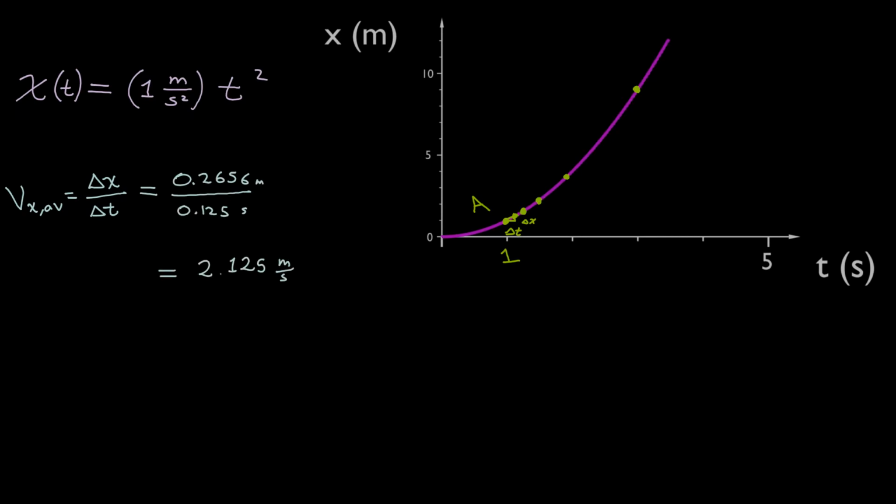And I can continue like this, making the time interval smaller and smaller. It'll keep getting closer to 2 meters per second. In other words, 2 meters per second is the limit that we are approaching. It seems reasonable to say that the velocity at point A is 2 meters per second.